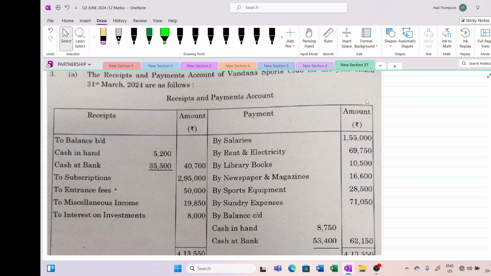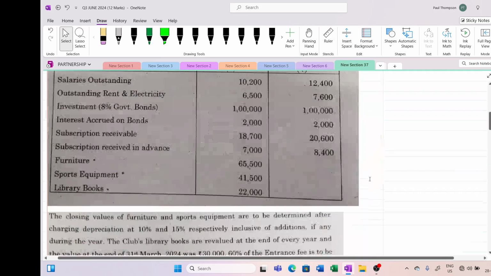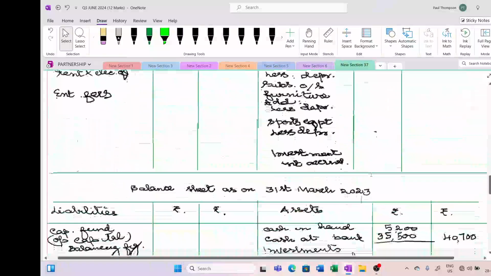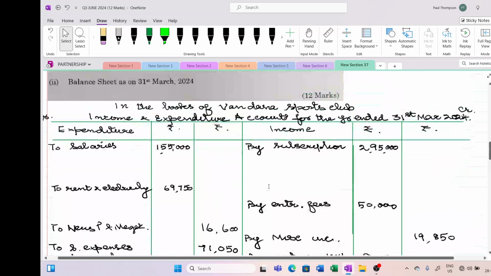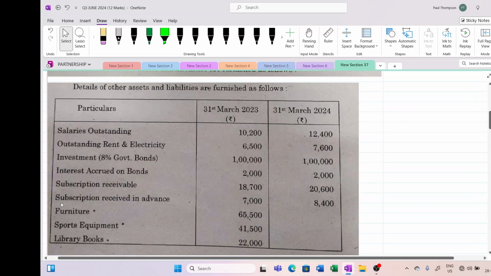So first is opening cash in hand and cash at bank. This will go to your opening balance sheet. See, I have posted these things in your opening balance sheet. 5,235,500. For easiness, I have recorded something already.